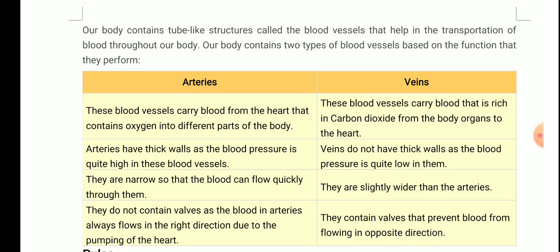I hope these differences are clear to you. Again, the first one: arteries carry oxygenated blood into different parts of the body from the heart, whereas veins carry deoxygenated blood from body organs to the heart. Arteries have thick walls as the blood pressure is quite high in these blood vessels, and veins do not have thick walls as the blood pressure is quite low in them. Arteries are narrow, whereas veins are slightly wider. Arteries do not contain valves as the blood in arteries always flows in the right direction due to the pumping of the heart. And veins contain valves that prevent blood from flowing in the opposite direction.